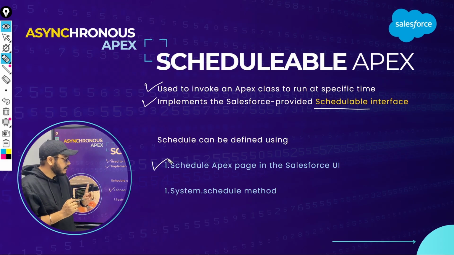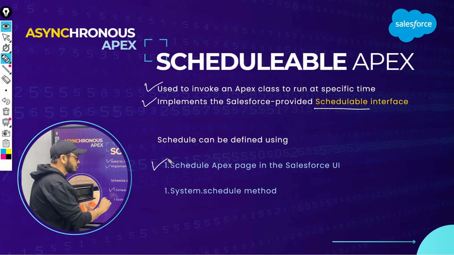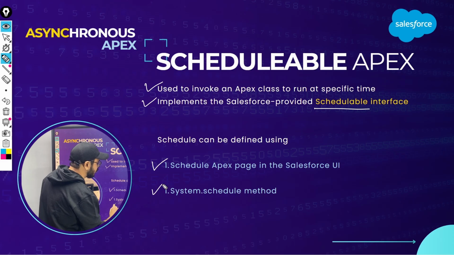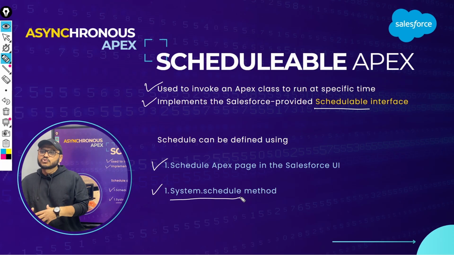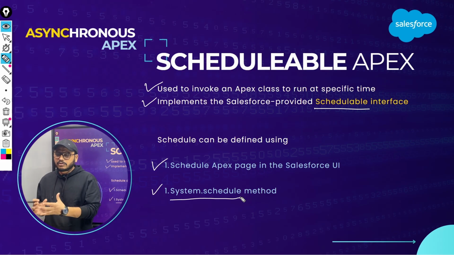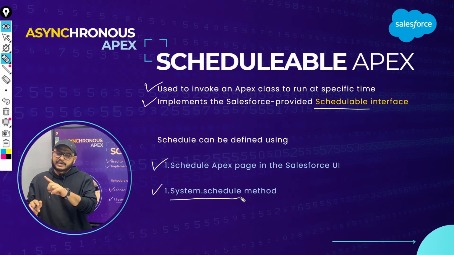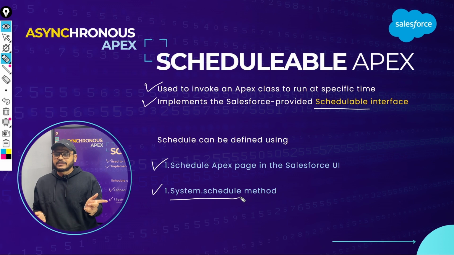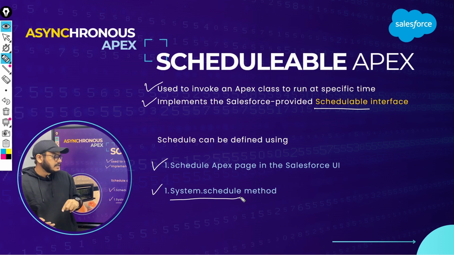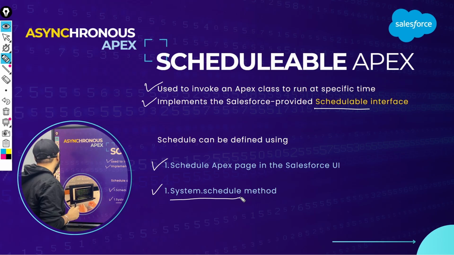All right. And the other option is, if you want greater control, you can also use a method called the system.schedule method. The system.schedule method allows you to define your own schedule the way you want, right? So there are two ways. You define your schedulable Apex, and after that you define the schedule. Either you go to the user interface and define the schedule, or you can simply define your schedule using the system.schedule method.